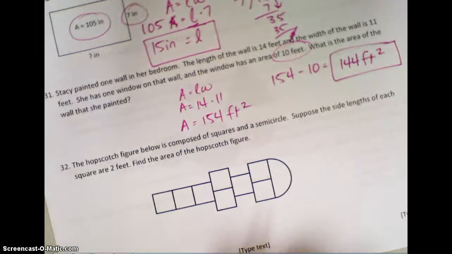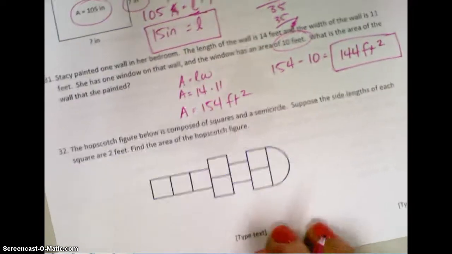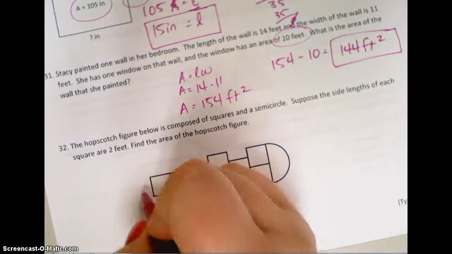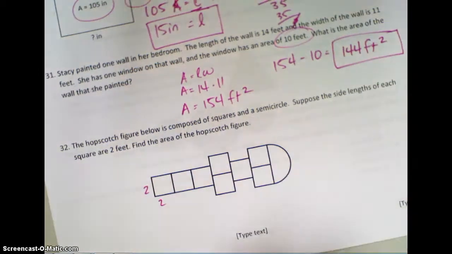32. The hopscotch figure below is composed of squares and a semicircle. Suppose the side length of each square is 2 feet. So we're up 2 and 2. Find the area of the hopscotch figure.